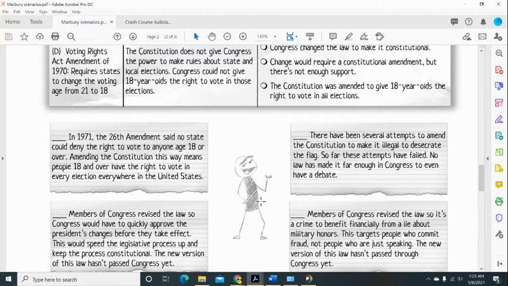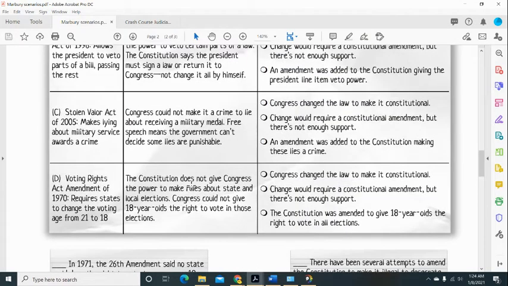They revised the law so that it's a crime to benefit financially from a lie about military honors. This targets people who commit fraud, not people who are just speaking. But again, that law hasn't passed through Congress yet.